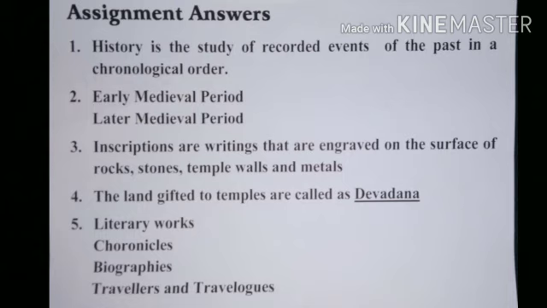What are the secondary sources of the medieval history? Literary works, chronicles, biographies, travelers, and travelogues.